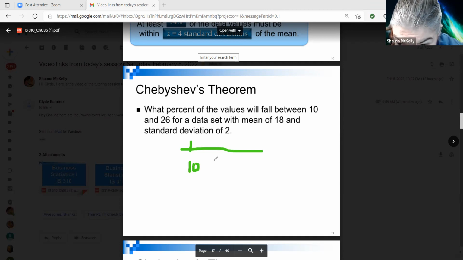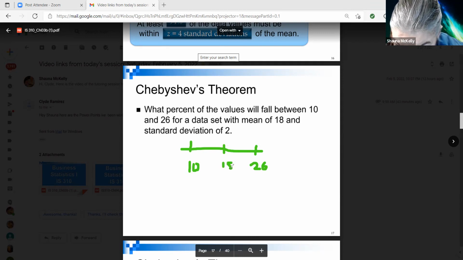You have 26 over here. So this time they gave us the interval, right? They said, here's my interval, and this time they want us to find the percentage. I took it the other way. But here's my interval, 10 and 26, with a mean of 18. So the mean's here, 18.